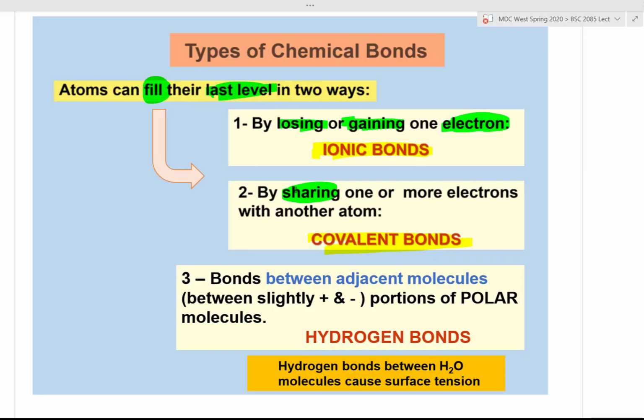Right, so bonds between adjacent molecules, the most common bond that we have is hydrogen bonding. And this is actually the weakest bond of all. So this hydrogen bonding is most likely found where? Water. And water. Okay?